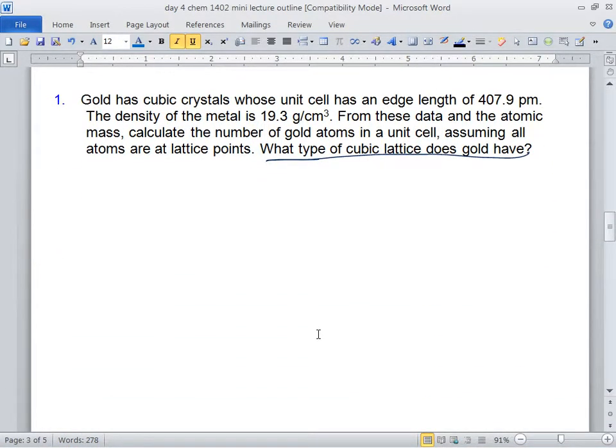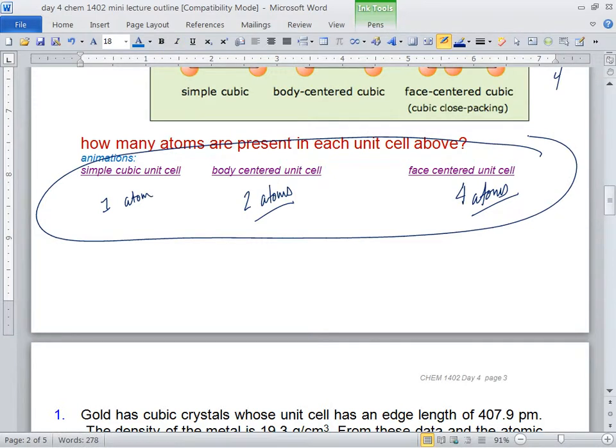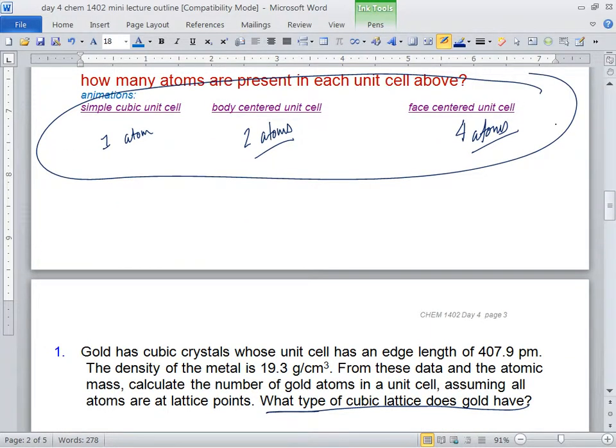So let's see if we can answer. The big question is, what type of cubic lattice does gold have? Your answer is going to depend on how many atoms are in the unit cell. The answer is going to be one of these 4. So do you see the information they have to give you? They have to give you some way to calculate this unit cell and get the number of atoms out of it. So let's see the information they're giving us and see if we can figure it out.